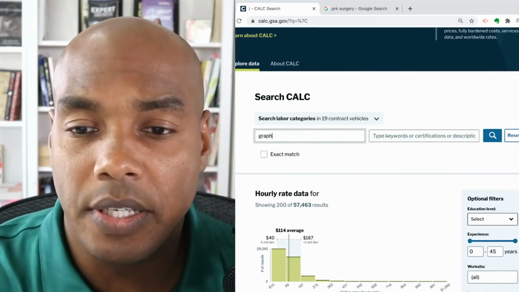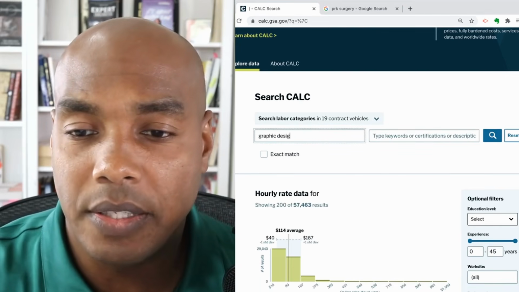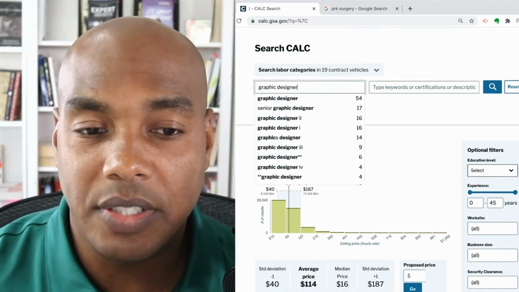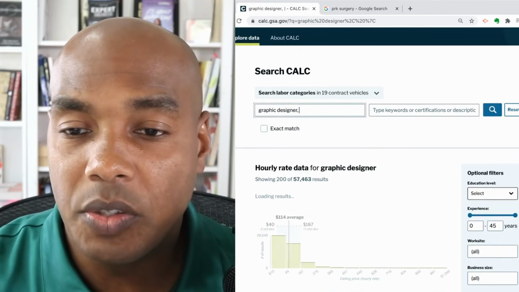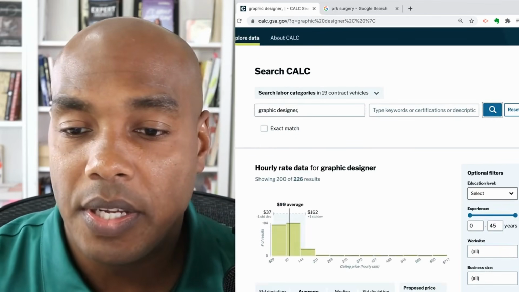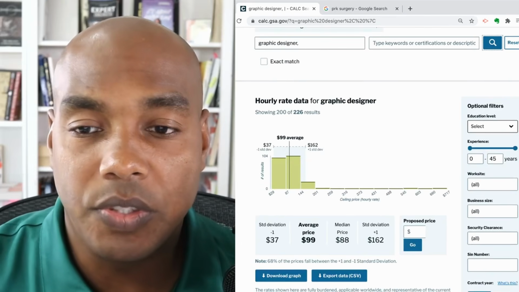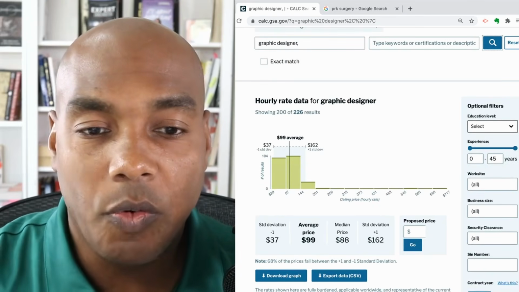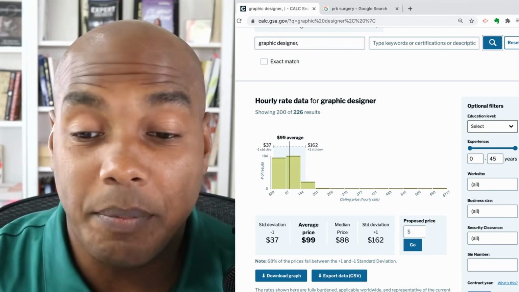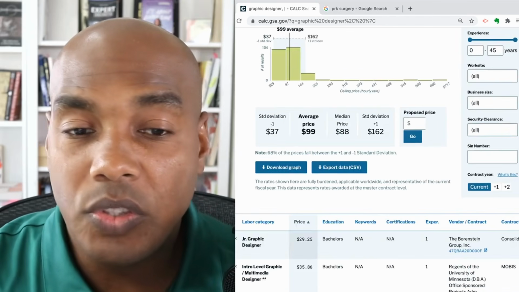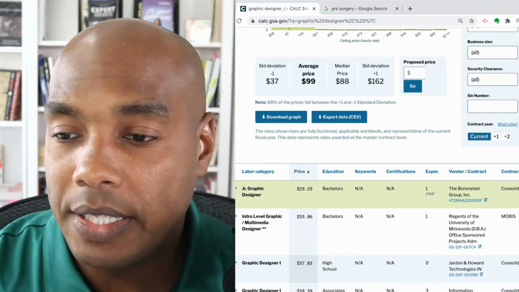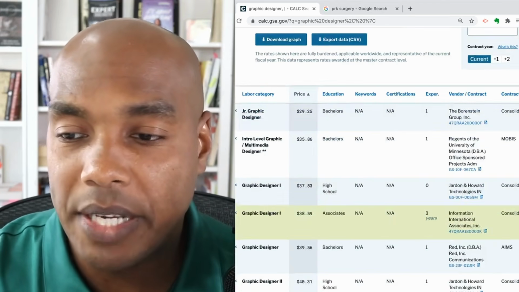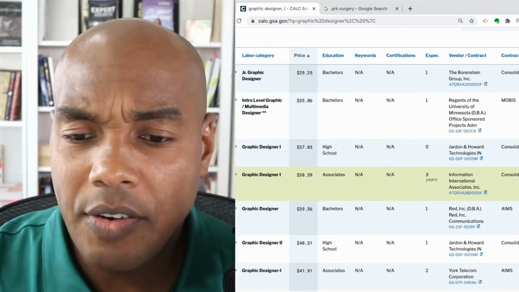You can literally go on here and type in graphic designer, and it tells you there are different levels of graphic designers, which is kind of neat. But we just chose general graphic designer and hit search, and it gave us 200 results. So it's showing 200 of 226 results, and it shows you their rate. Its average rate is $99 an hour. And what you can do, which is really cool, is it shows the actual vendor and the contract information, and you're able to use that.